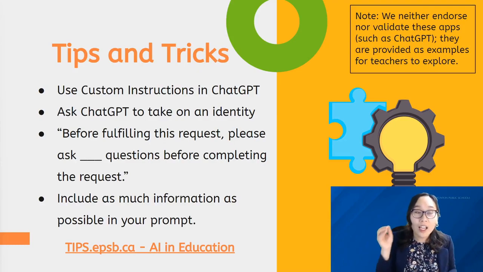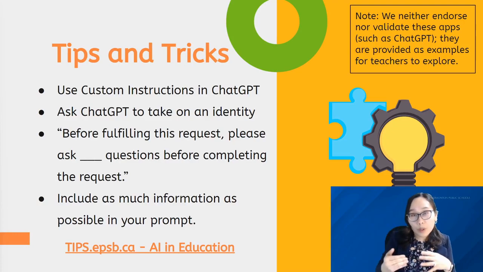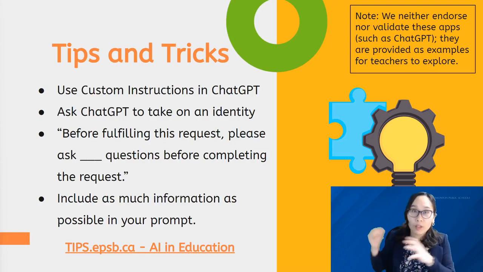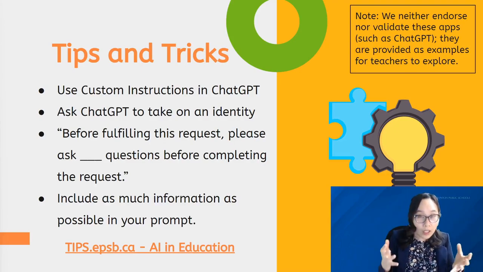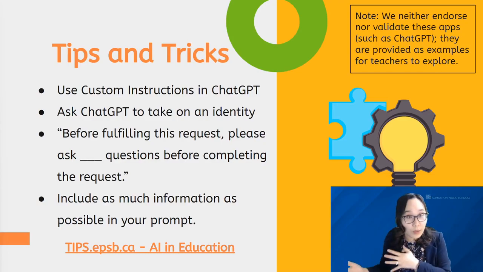As well, another interesting tip and trick that was shown to me, and I found this really fascinating, is the idea of asking it before fulfilling this request, please ask blank number of questions before completing the request. By putting this as part of the prompt, the output will actually ask for multiple questions to ask for more information to try to cater the output better to what you were thinking of. This really helps with reflecting on what it is you're looking for. And of course, with that being said then, including as much information as possible in your prompt then really helps again with catering what you want the output to be.